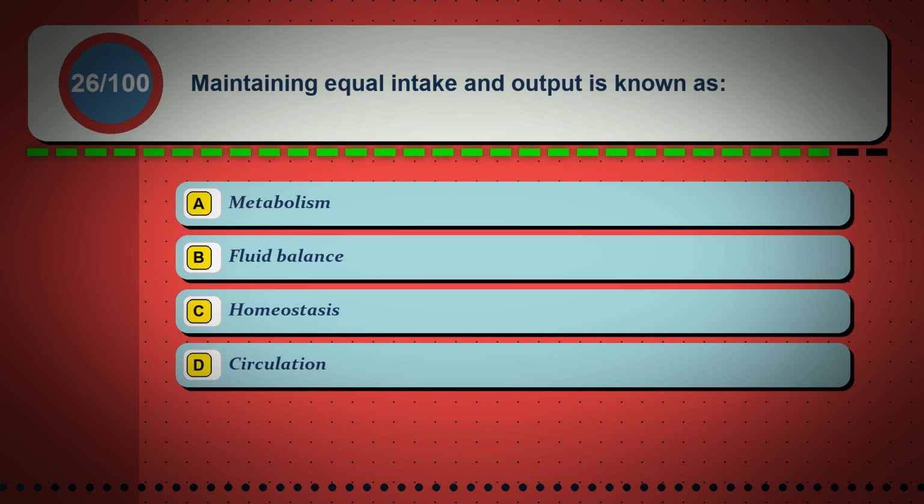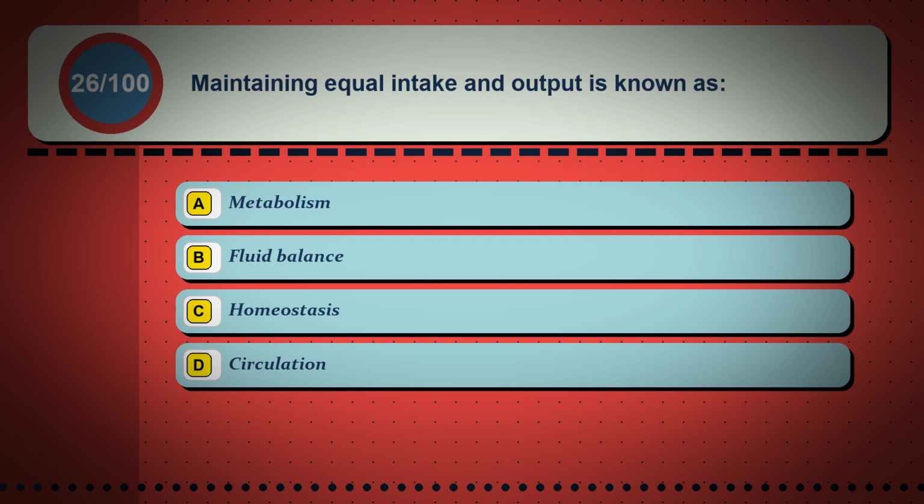Question 26. Maintaining equal intake and output is known as option A, metabolism. Option B, fluid balance. Option C, homeostasis. Option D, circulation.